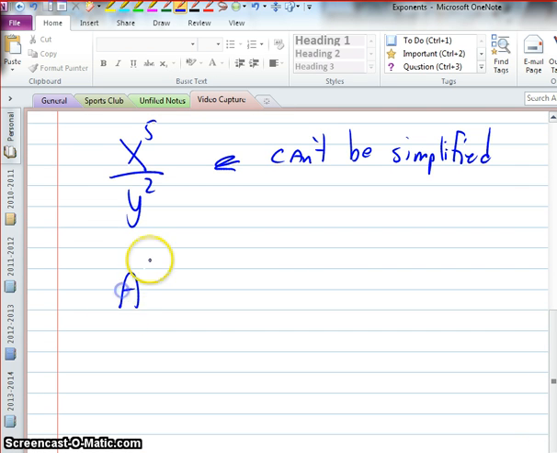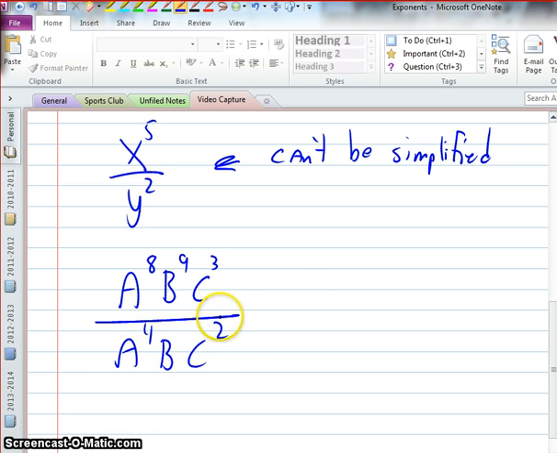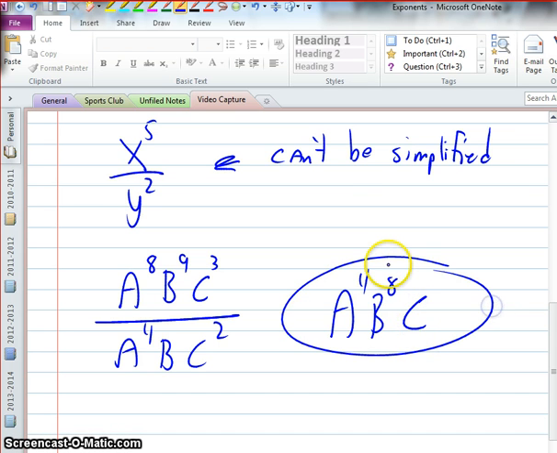And you can have, obviously, multiple variables in the same problem. So that's 8 minus 4 for a, which is 4, 9 minus 1 for b, which is 8, and 3 minus 2, which is just 1.